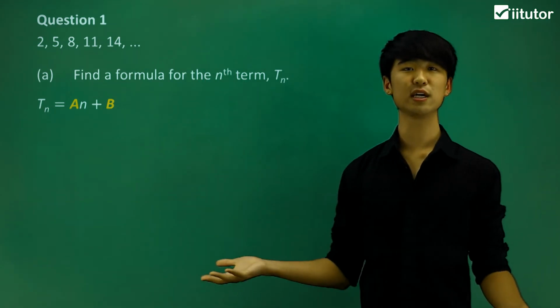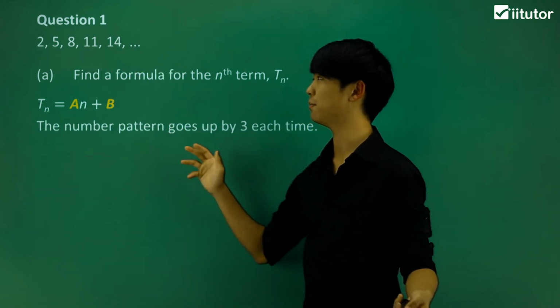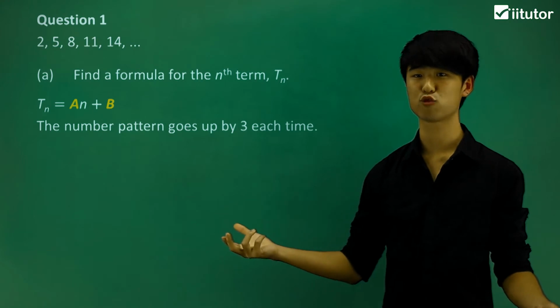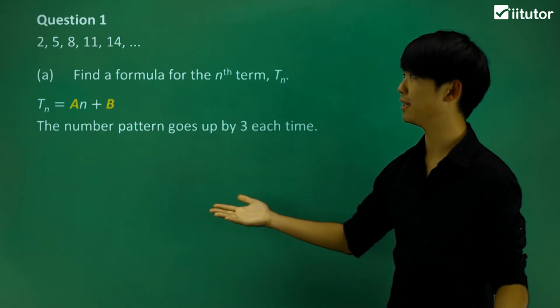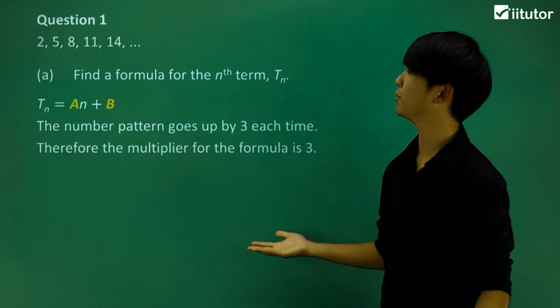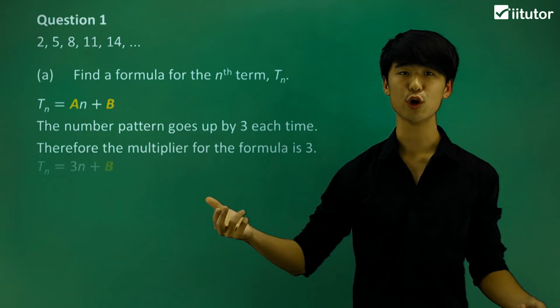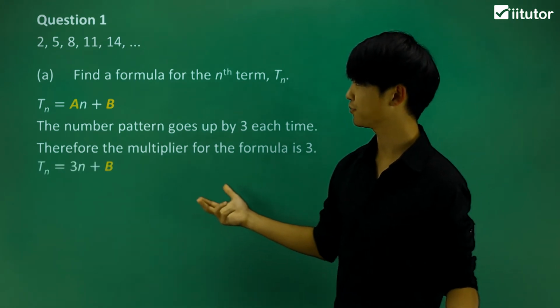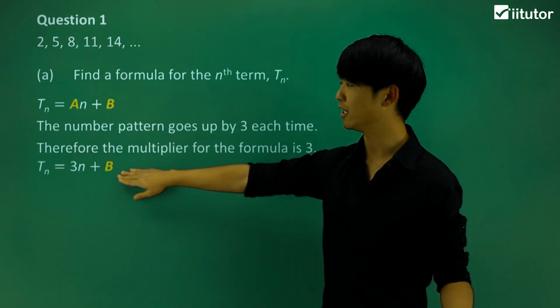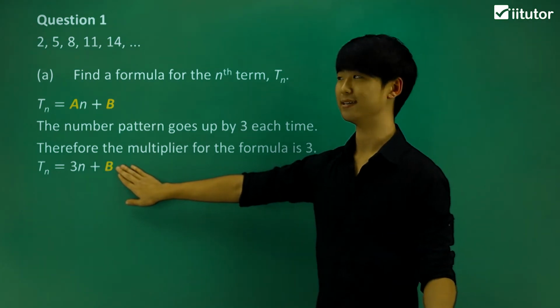The first thing I'm going to look at is the pattern here, and you can see that each number goes up by 3 each time. What does that mean? It means that my multiplier will be 3 in this formula. In this formula, that is referring to A. So A equals 3. I'm going to replace that and rewrite my equation. Now I want to try and find B, because I don't know what B is.